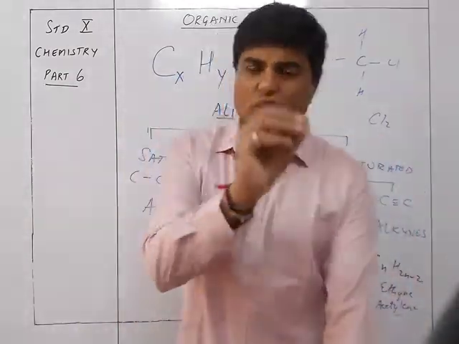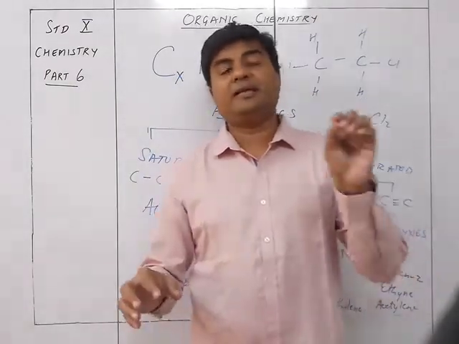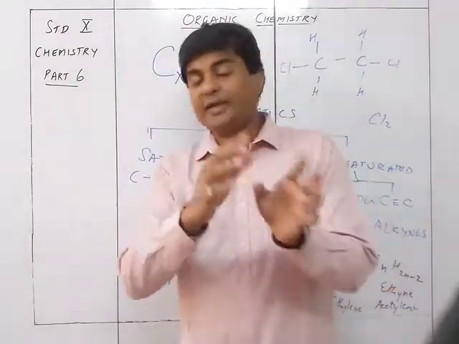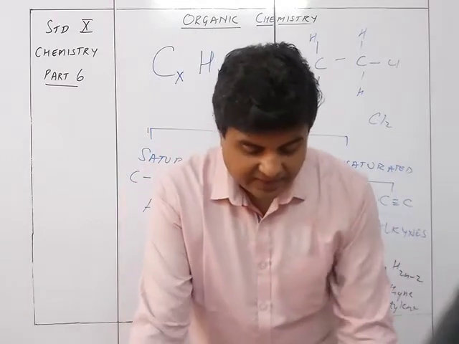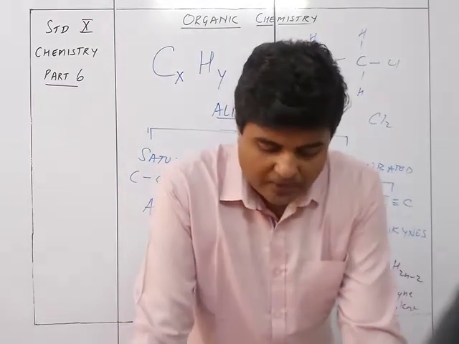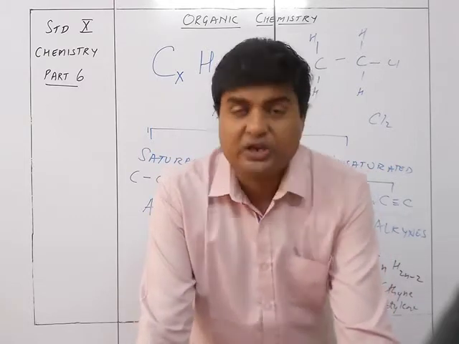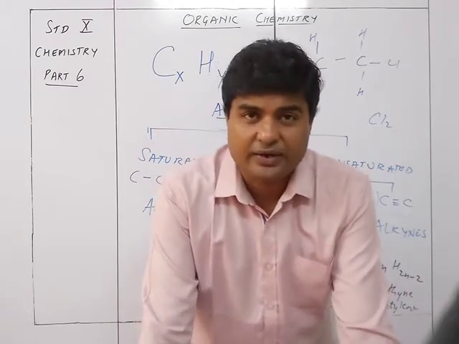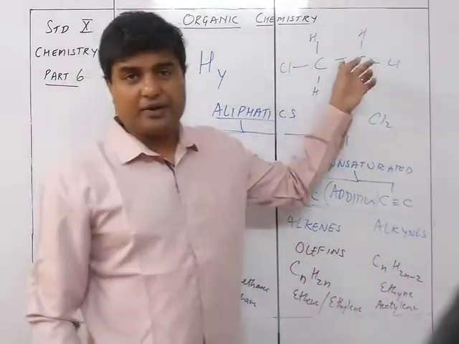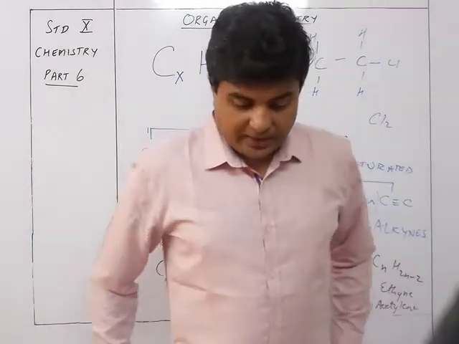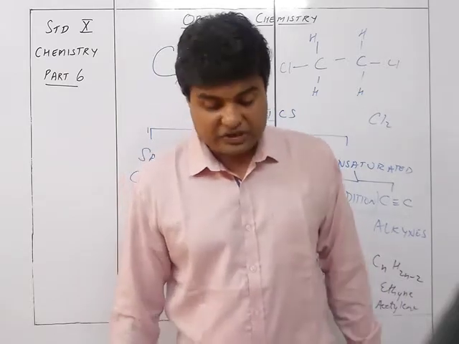So whatever it is, it was C2H4, so after Cl2 is added, it will be C2H4Cl2. In this way only addition happens. So that's the main thing: the non-availability of electrons in the single covalent bond makes them less reactive, and therefore they undergo characteristic substitution reactions only in saturated compounds. Whereas in the unsaturated, because of the availability of electrons in the double or triple bond, they are more reactive and therefore undergo characteristic addition reactions only.